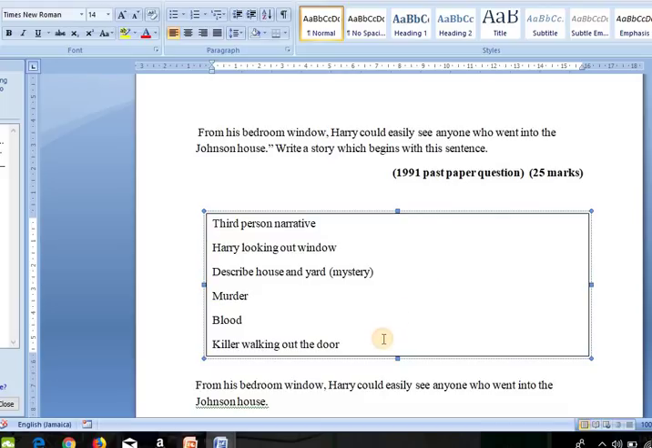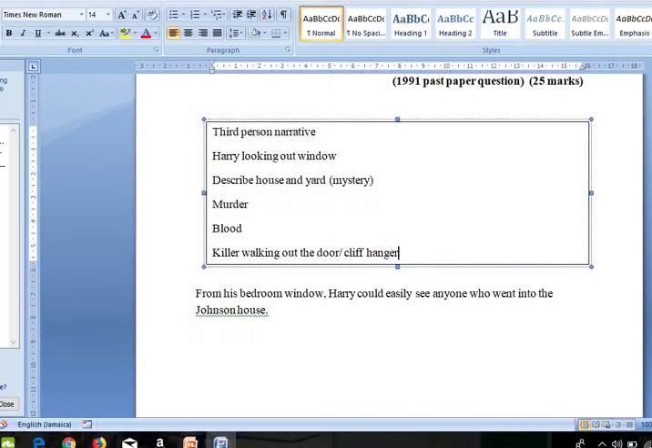And guys, immediately this just came to me as I'm talking to you. I want a cliffhanger, or I'm going to try to write a cliffhanger. So much pressure. Cliffhanger in there. All right. So from his bedroom window, Harry could easily see anyone who went into the Johnson house. That's where we are. Sorry for shouting at you. And so let us begin our story. All right, so let me write.